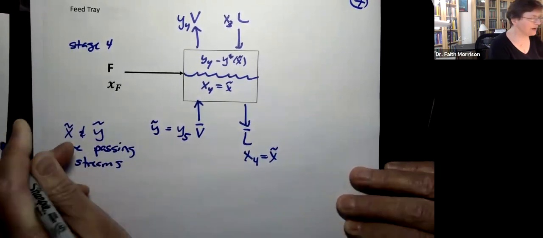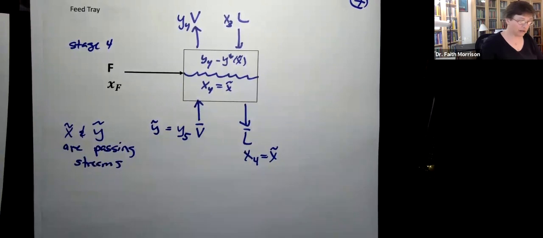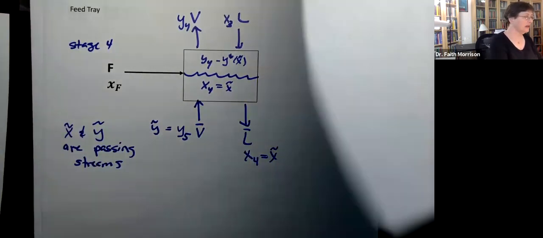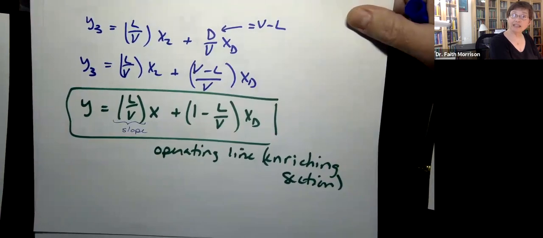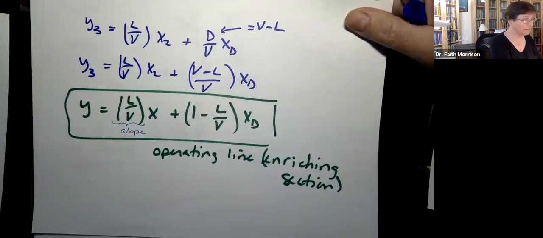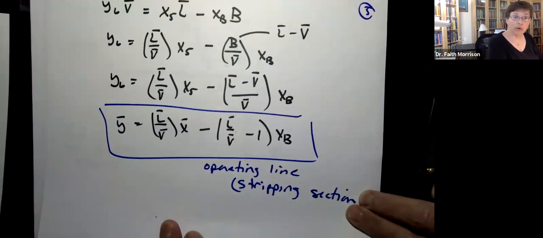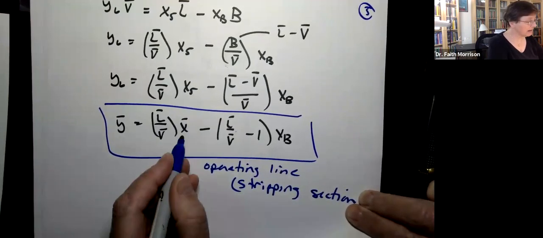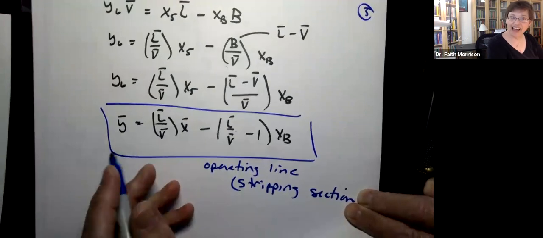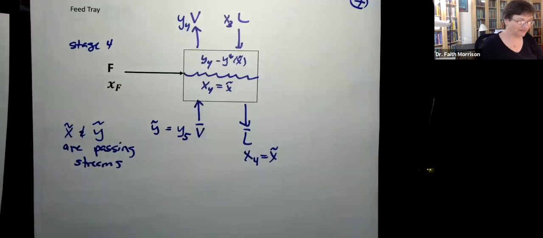So what's important about that is we have an expression for the passing streams in the enriching section. So I could just plug in X tilde, Y tilde there. And then we also have the operating line for the stripping section. So I can just plug in the X tilde, Y tilde there. And then I'll have two equations. All right, so let's do that.